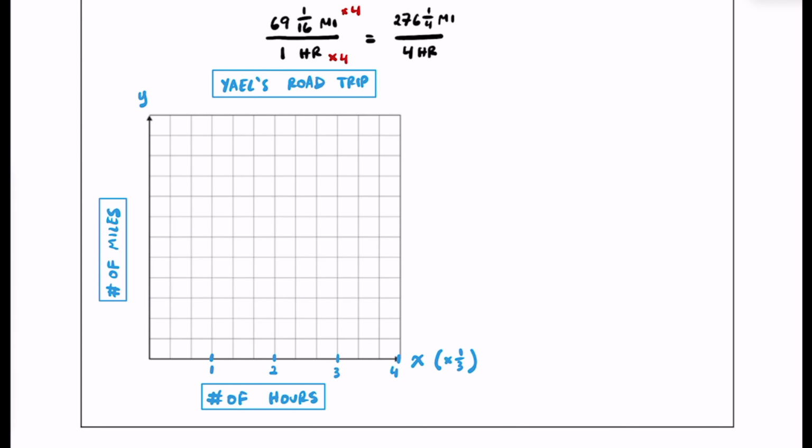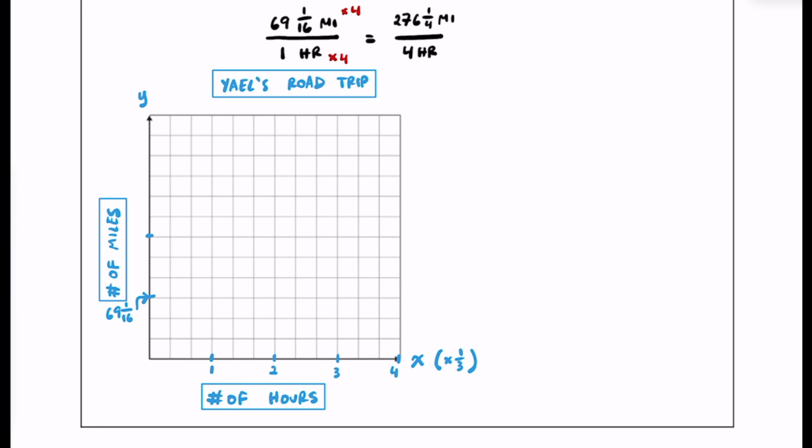Now, if we go along our y-axis, we need space for 4 of these values. So we can just jump by the 69 and 1/16, whatever that unit rate is here. This will be nice if we just choose this value: 69 and 1/16. It's going to be a little tricky because I ran out of space, but 69 and 1/16 goes right over here, and I'm going to squeeze that in. Then let's jump 3 more up, and I'm going to say that's 138 and 1/8.